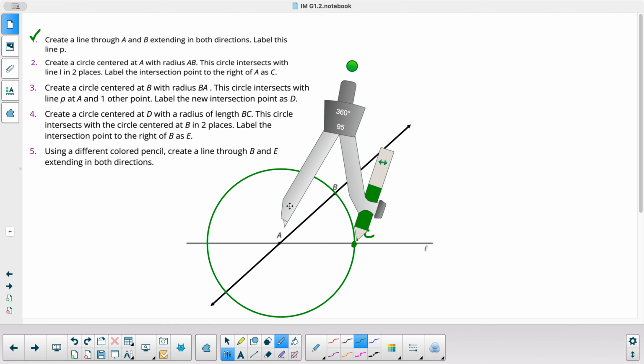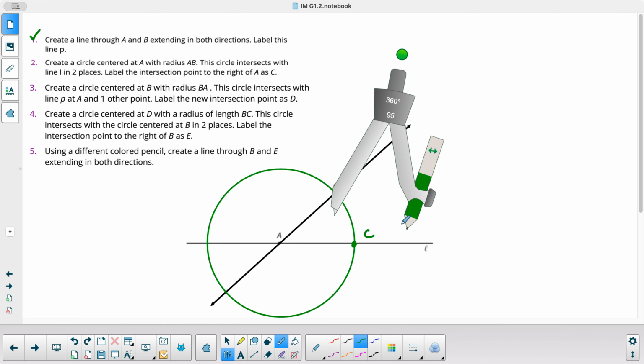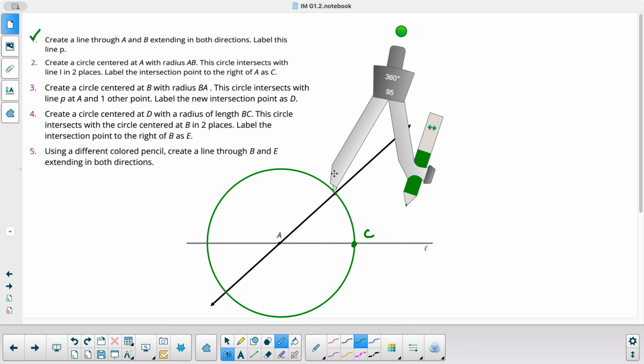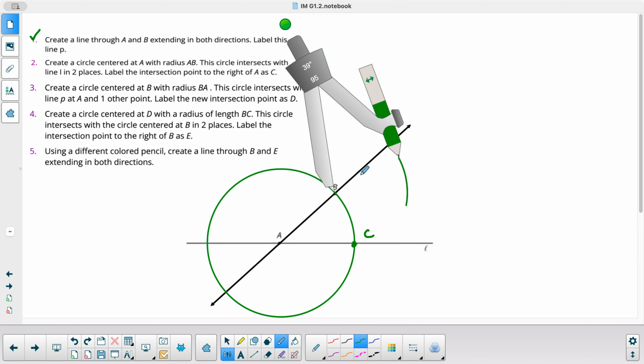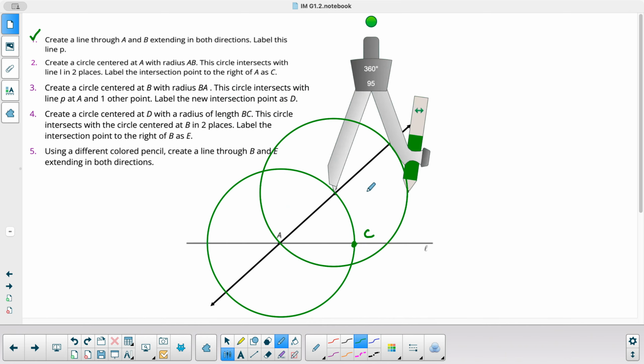Create a circle centered at B with radius BA. So I am going to leave my compass. I didn't open or make my compass wider or anything. So this already has the same length. So centered at B with radius BA. So there it is.